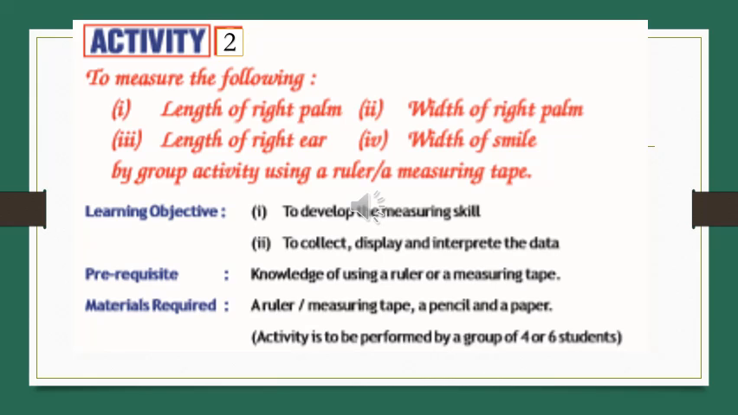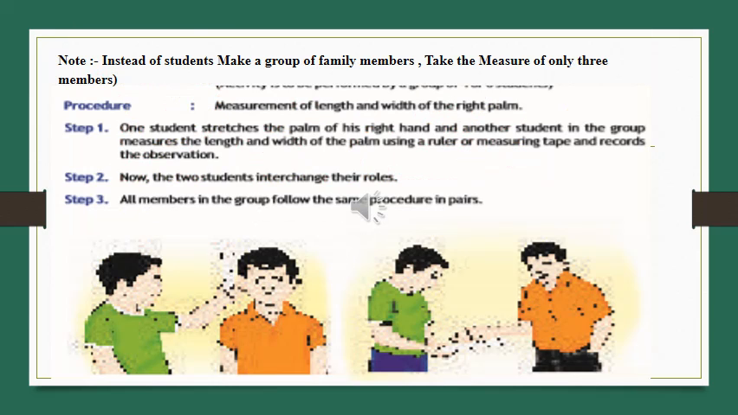Now it is a group activity and school is not there, friends are not there. So what you have to do? Your family members now become a group, your friends. Okay. So let's start our activity. Now in this activity, instead of students, make a group of family members. Don't take all. Take only 3 members.